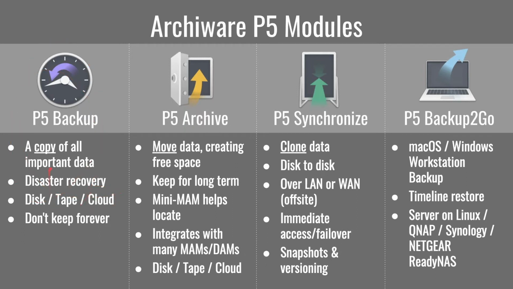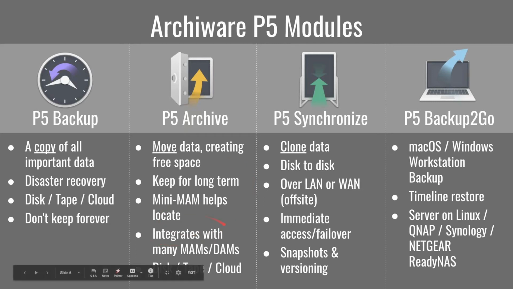So P5 Backup is about copying data and not keeping it forever. Whereas P5 Archive is about moving data away from your online storage into an offline scenario so that you're not filling that storage up, and doing that in a way that you can control. So unlike a backup which just backs up everything, with Archive you select what you want to archive because you know that that's completed work or stuff that no longer needs to be on live online storage, but you might need it back in the future, so therefore you're keeping it for the long term.